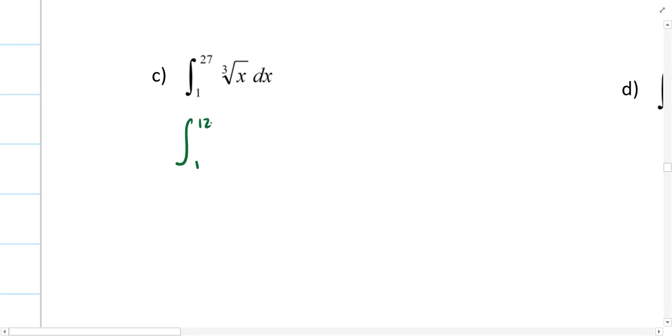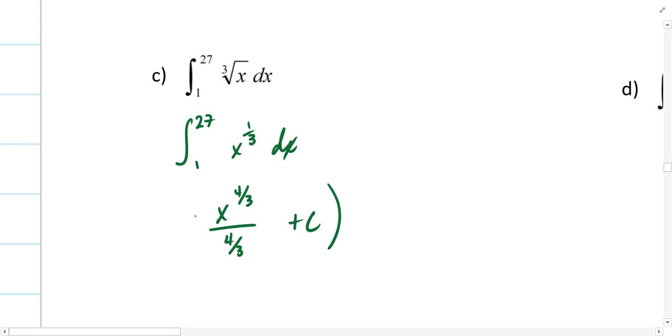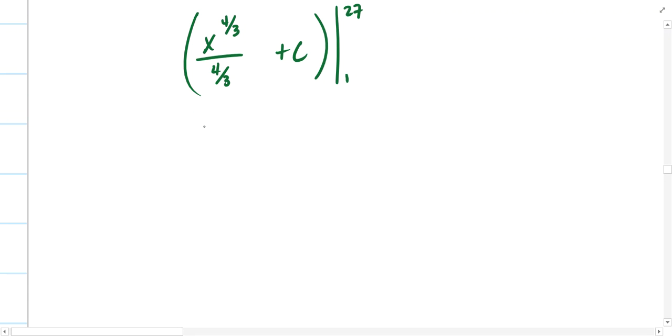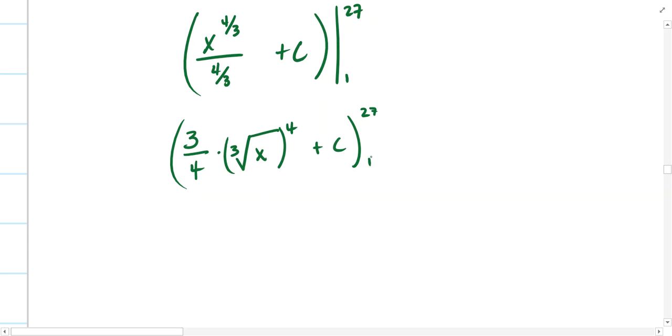I'm going to consider this as the antiderivative from 1 to 27 of x to the 1/3 power. And now I'll use the power rule to find the antiderivative. So I'll raise this to the 4/3 power and divide by 4/3 plus c. And we can evaluate that at the numbers 1 and 27. Now when I divide by 4/3, that's the same as 3/4 times x to the 4/3 power. Now the 4/3 power would be the same as the cube root of x to the 4th, or similarly, the cube root of x, to the 4th power. Either one is just fine, plus c, again being evaluated at 27 and the number 1.